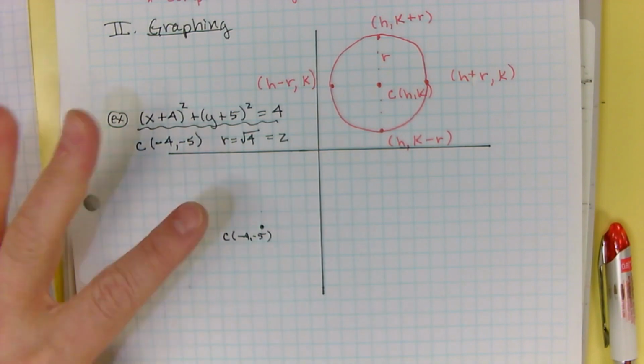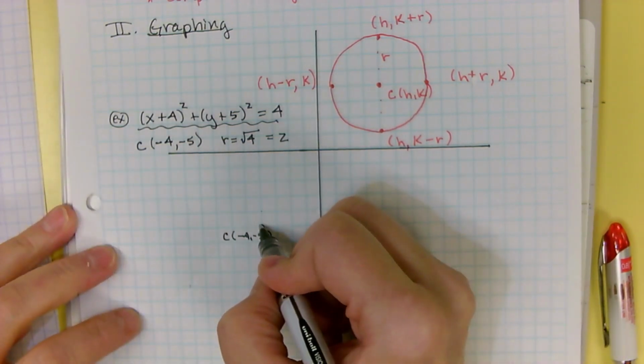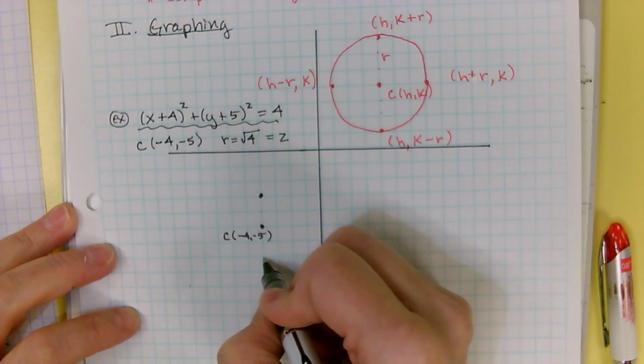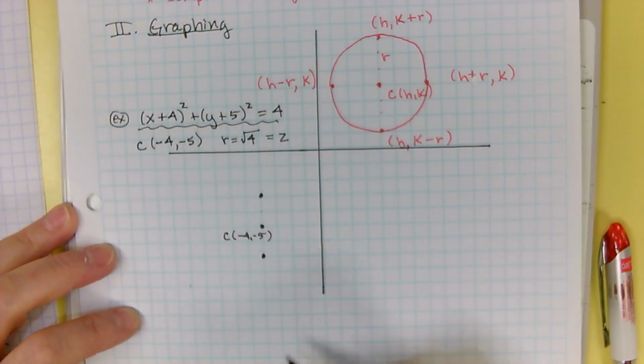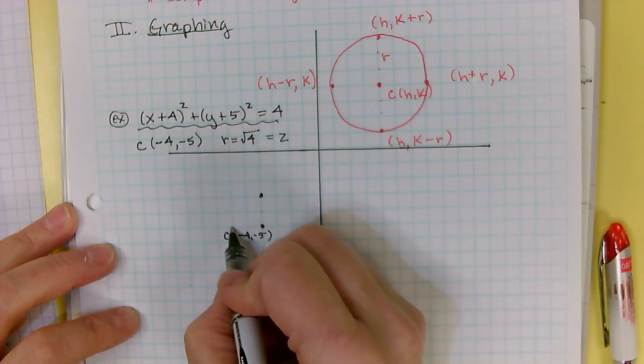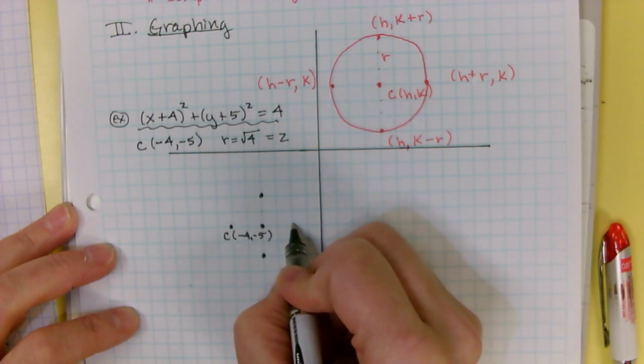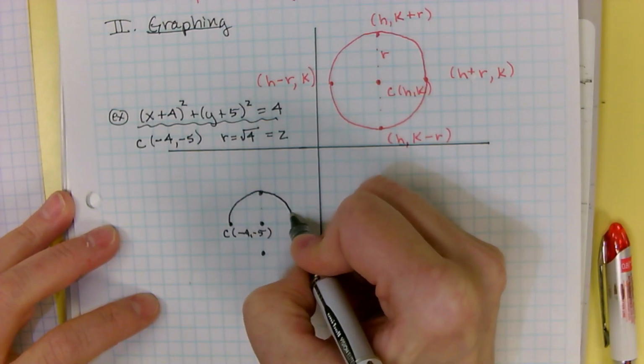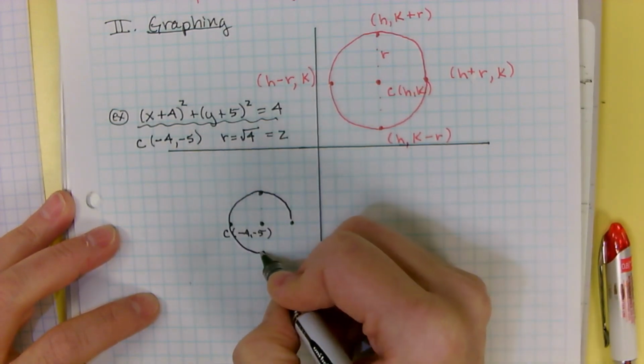All right, so now if the radius is 2, from the center you're going to count up 2. From the center, you're going to count down 2. From the center, you're going to count to the left 2 and to the right 2. Now, we're going to give those points names, but for right now, draw your circle in from those points.